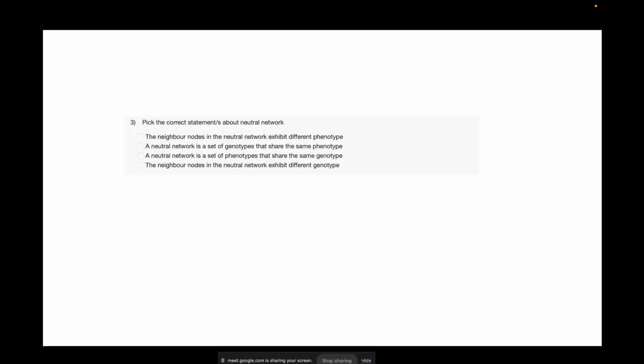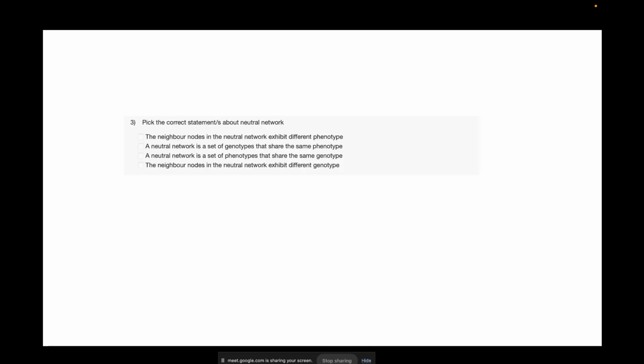This is incorrect because, by definition, genotypes within a neutral network should exhibit the same phenotype. So the first one is incorrect. The second one, a neutral network is a set of genotypes that share the same phenotype. This is correct. This is actually the definition of a neutral network. The third one, a neutral network is a set of phenotypes that share the same genotype, is incorrect. It is the other way around: a set of genotypes that share a phenotype.